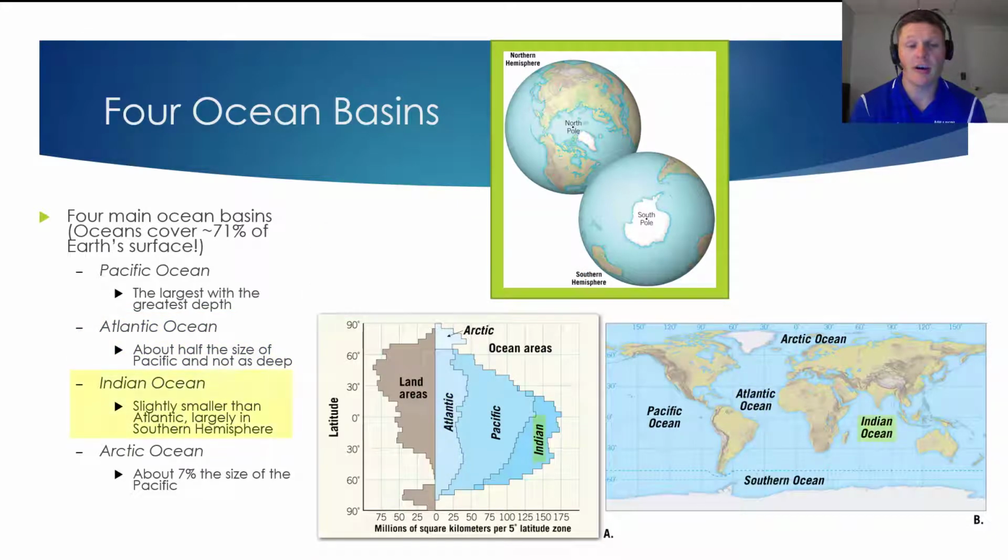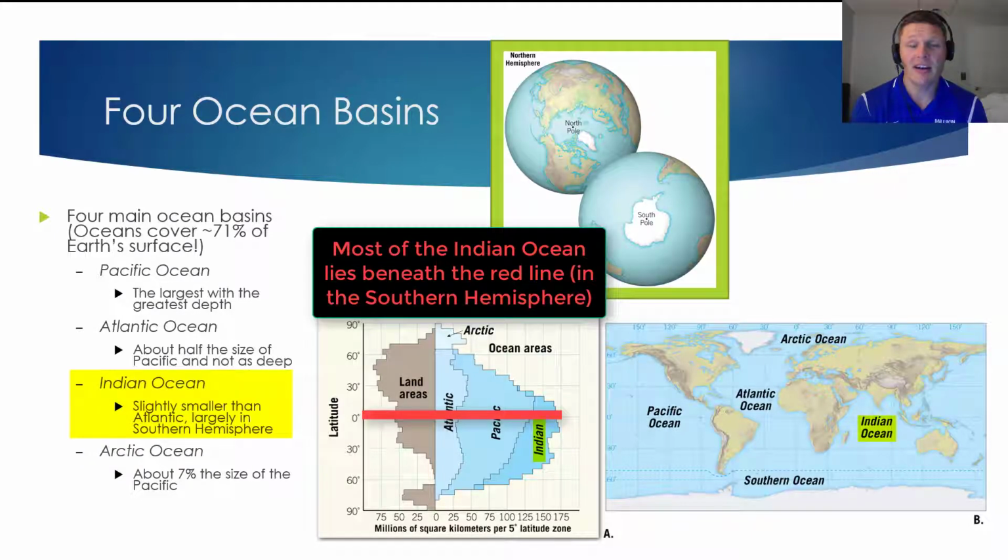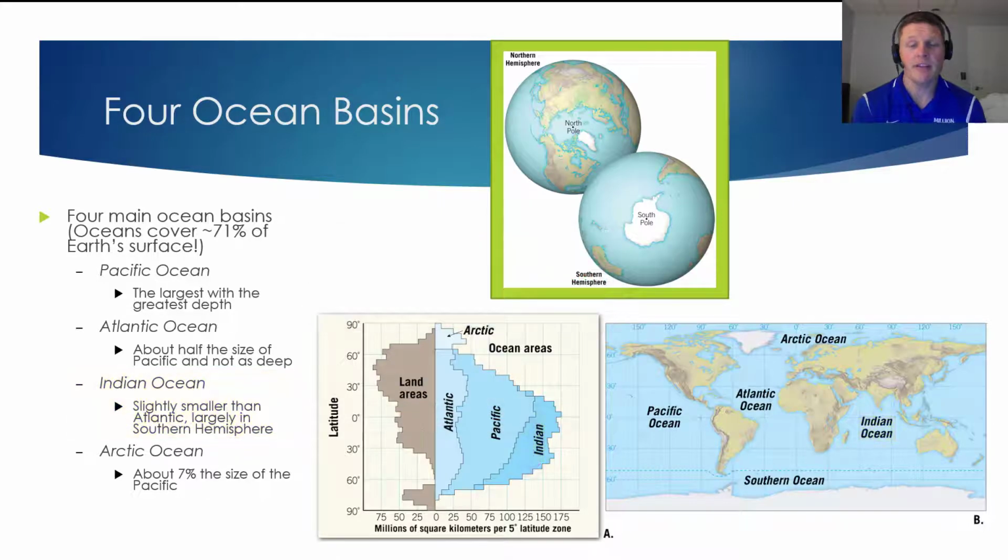The third ocean we'll talk about is the Indian Ocean. The Indian Ocean is slightly smaller than the Atlantic Ocean, and it's predominantly located in the southern hemisphere. If you look at the graph shown on the screen, most of the area of the Indian Ocean occurs below the equator. The last of the four oceans that we'll discuss is the Arctic Ocean.